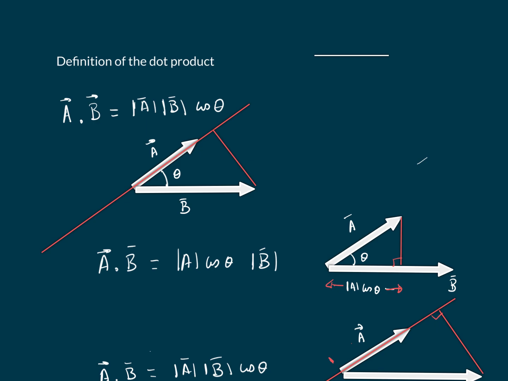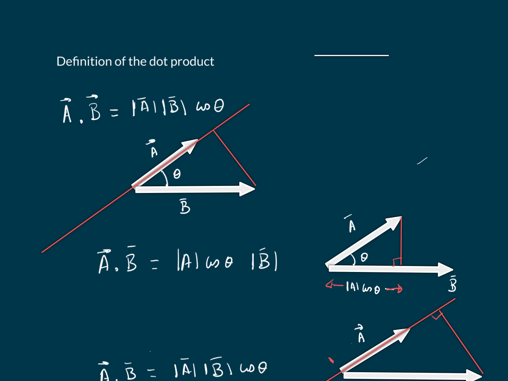We mean a number that is obtained by doing the following operation. The dot product A dot B: find the magnitude of A, find the magnitude of B, find the angle between A and B, and find the cosine of the angle. Multiply the magnitude of A by the magnitude of B by the cosine of the angle, and this is the dot product of two vectors.